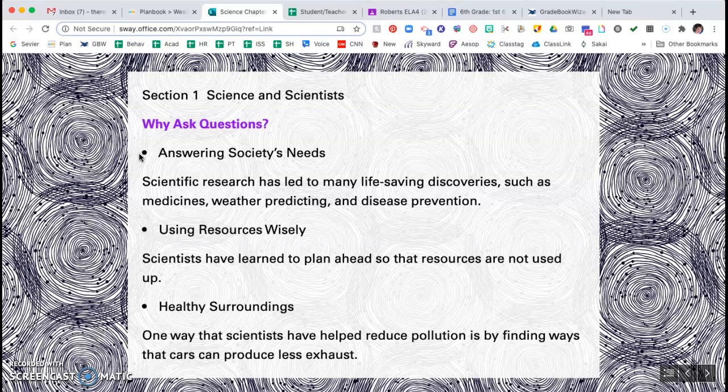So there are all kinds of scientists that are researching this and trying to find answers that we desperately need so we can go back to living life, quote unquote, normally. It may be a new norm from what I've heard, but hopefully we will eventually get back to what we know is normal. So scientific research has led to many life-saving discoveries, such as medicines, weather predicting, and disease prevention. And that's just to name a few.